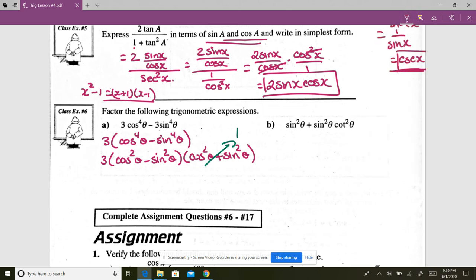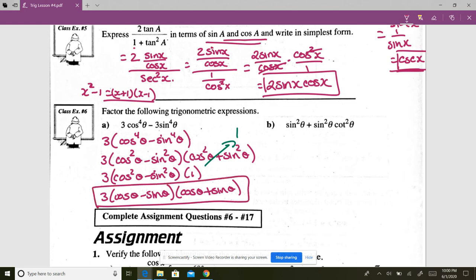So now I have 3 times cos squared theta minus sine squared theta. I could write times 1, but pointless. And then you can go one more. This again is the difference of squares. So it's 3 times cos theta minus sine theta times cos theta plus sine theta.